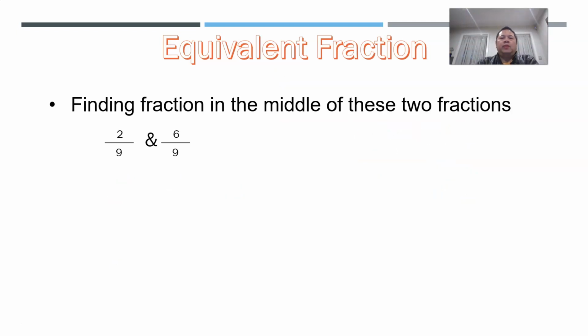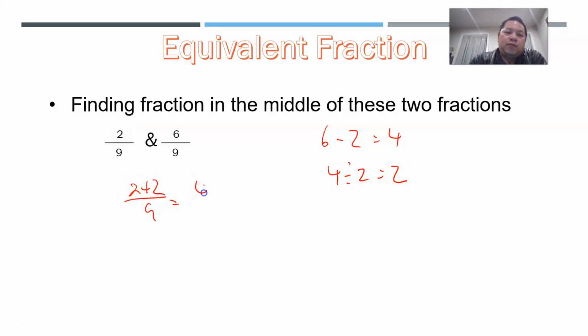Moving on, how do we find the middle of two fractions? Looking at this, this is the easiest kind of question that you can get. You can see both are of the same base. Oh no, 2 and 6. What is the difference of 2 and 6? It is 4. 4 divided by 2 is 2. So you add 2 to the top, 2 plus 2, which is 4/9. So 4/9 is the fraction that is in between these two fractions.